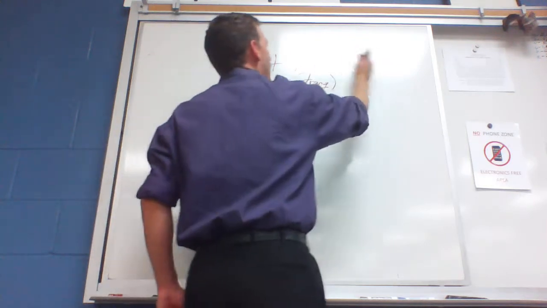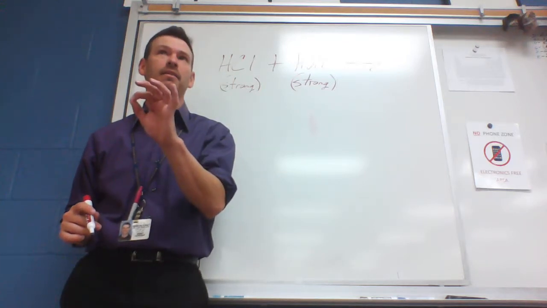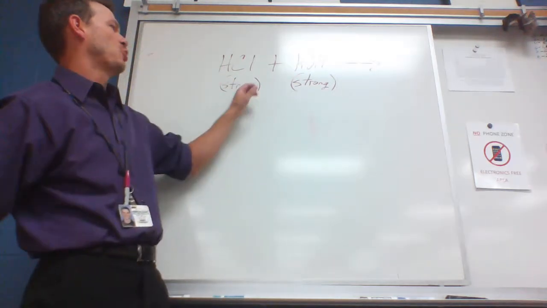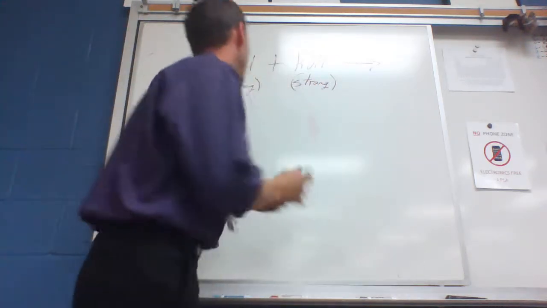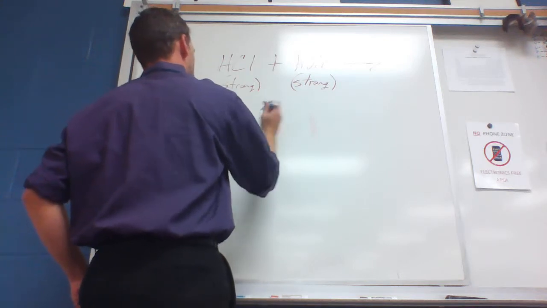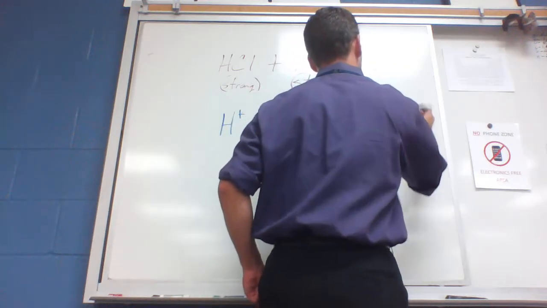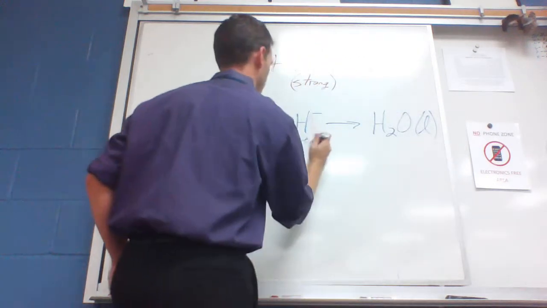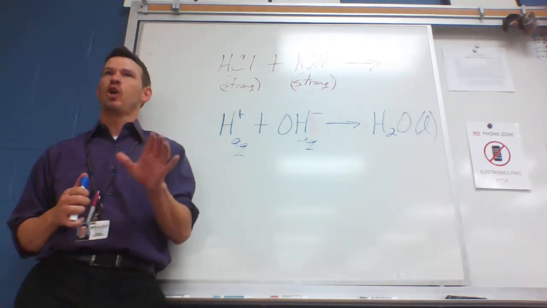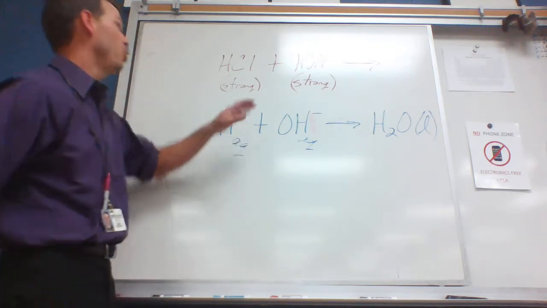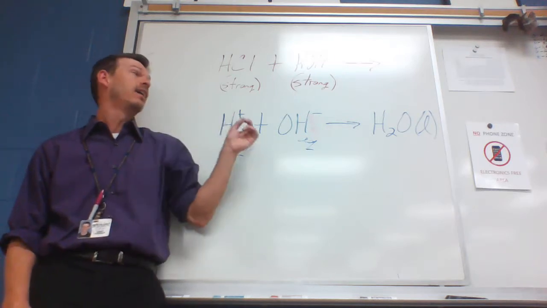Without working it out, here's something that can save you a ton of time if you will trust it. Anytime a neutralization is strong, the net ionic will always be H plus OH minus yields water. Now, you can go through the steps to verify if you don't trust it, but this is an absolute. If you decide that it's a strong acid reacting with a strong base and you're asked to do net ionic, it's always the answer.